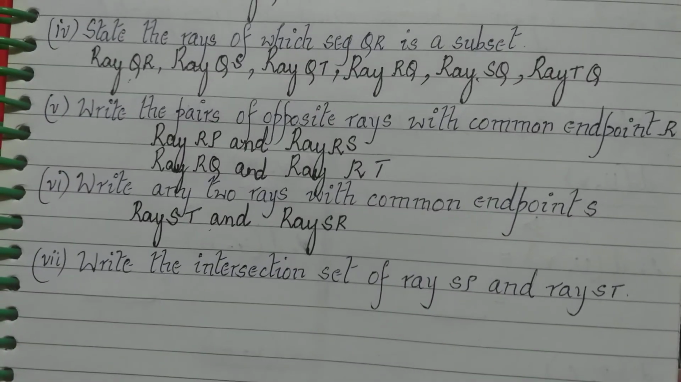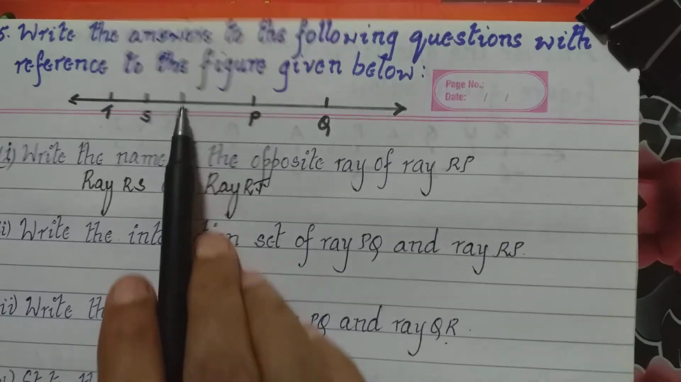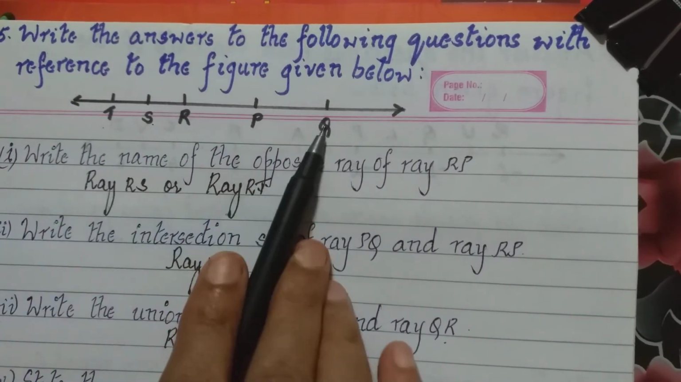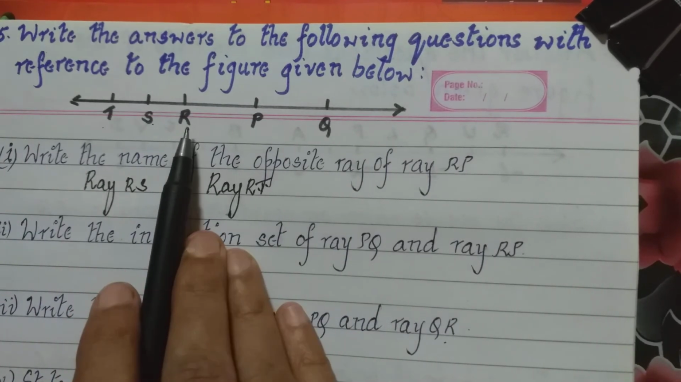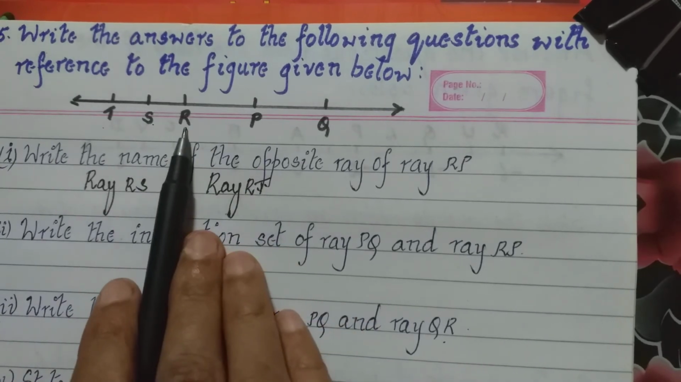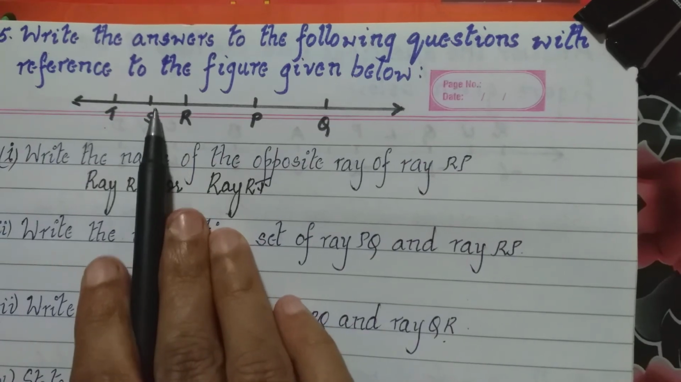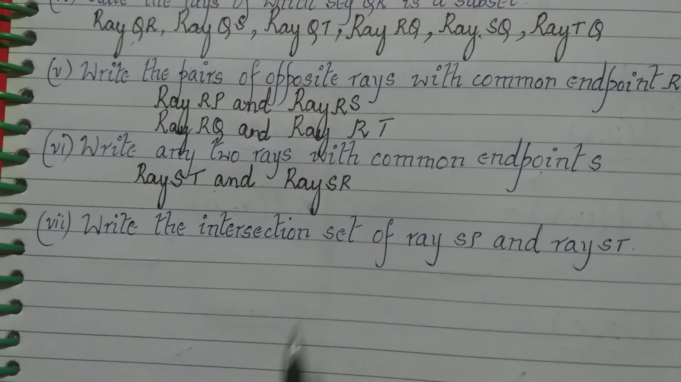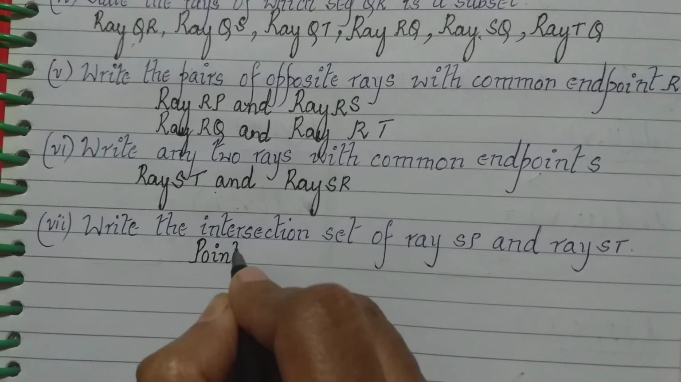Now the last sub question, write the intersection set of ray SP and ray ST. So ray SP is this way, ray ST is this way. Both of them are starting from the point S, but they are going in opposite directions. So the intersection will be point S.